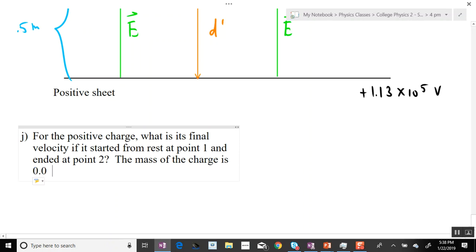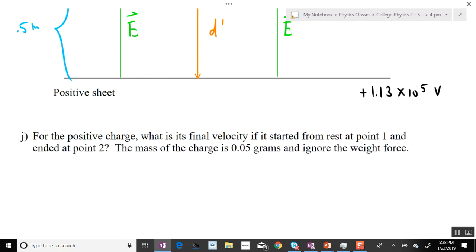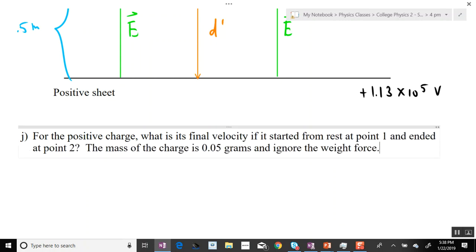is 0.05 grams, not kilograms. And we're going to ignore the weight force for this case. So you might say, well, there's a weight force. Yeah, there is a weight force, so it's not particularly realistic. However, in some cases it is, because the electric force is a lot bigger than the weight force, and the weight force sometimes doesn't even matter. For this case, it wouldn't matter much because the mass is so small, the weight force would be so small, and the electric force would be a lot bigger.